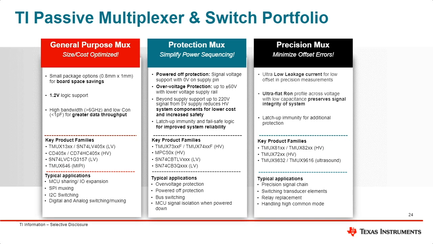And lastly, our precision muxes. They are categorized by having very low leakage current and very low R-on, standing for, again, low on resistance. In order to preserve the signal integrity of the system, you're going to have a more reliable signal with much less distortion using a precision mux. They also have latch-up immunity for additional protection. Some key products to highlight are the TMUX A1 and A2XX family, and so on. Some typical applications, again, precision-related: precision signal chain, switch and reducer elements, and so on.